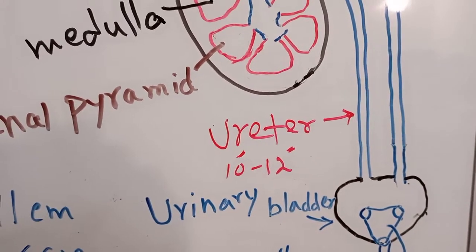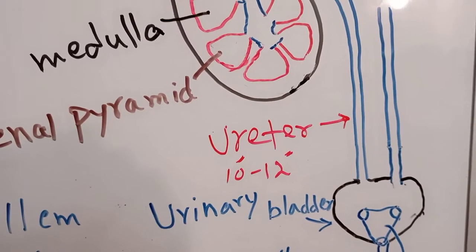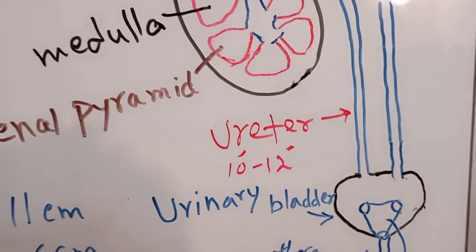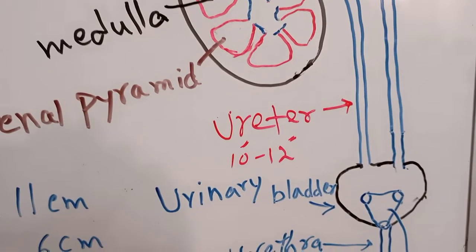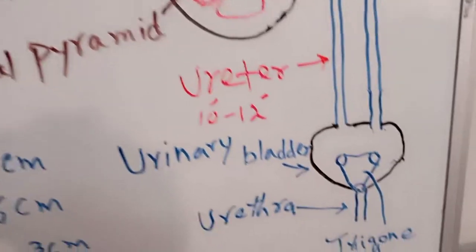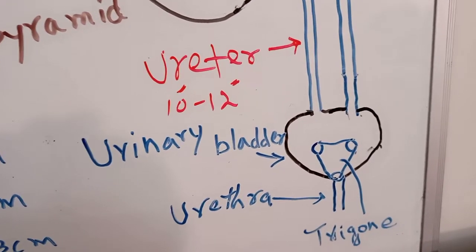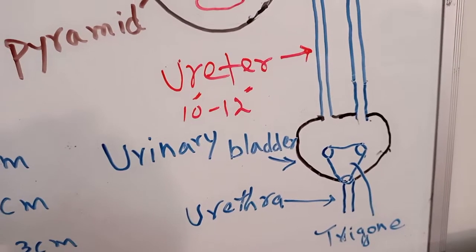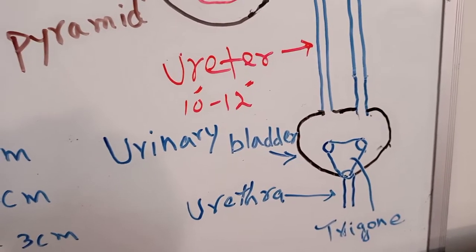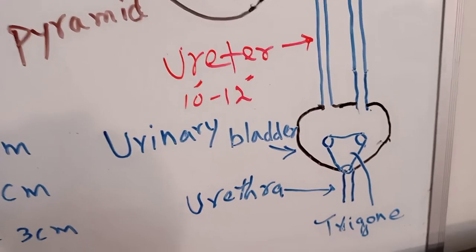The urinary bladder is a hollow structure that acts as a temporary reservoir for urine. The bladder has small folds called rugae that expand as the bladder fills. A triangular area at the base of the urinary bladder is called the trigone. It is delineated by the openings of the ureters and the urethra.